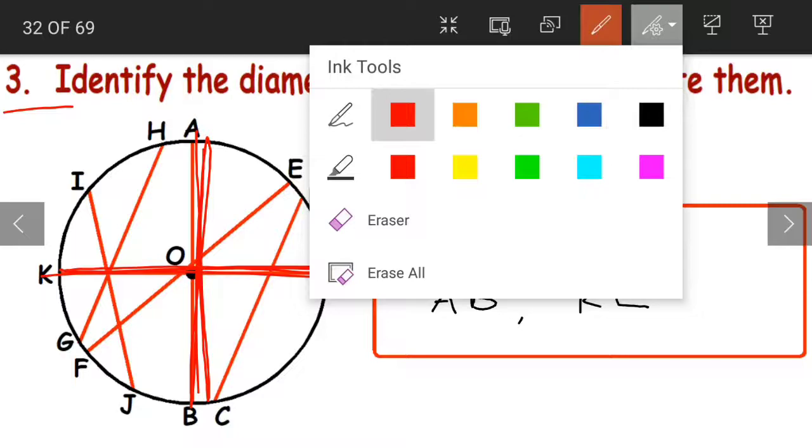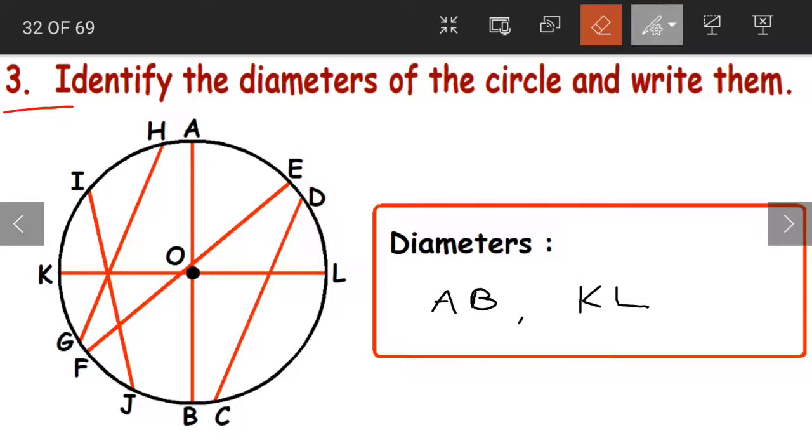Now coming to the next condition, what is it? The endpoint should be on the circle. If you observe, AB has both its endpoints on the circle, and even KL has both the endpoints on the circle. So these two, AB and KL, qualify as diameters of the given circle.